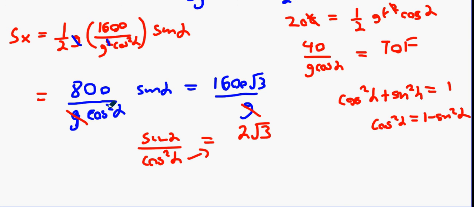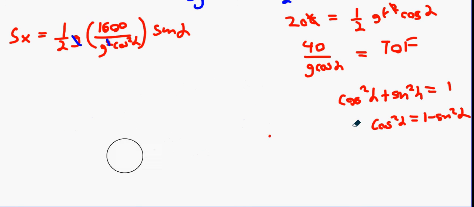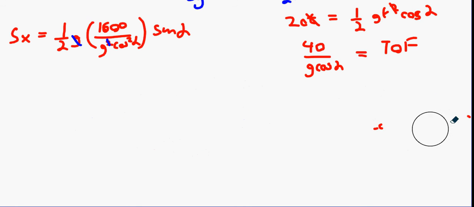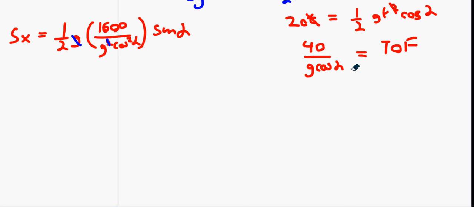Here's what we're going to do. We're going to go to the time of flight, and we're going to put in 60 degrees. So 40 divided by cos 60 is 80. So would everybody be happy the time of flight is 80 over g? 80 over g is the top.